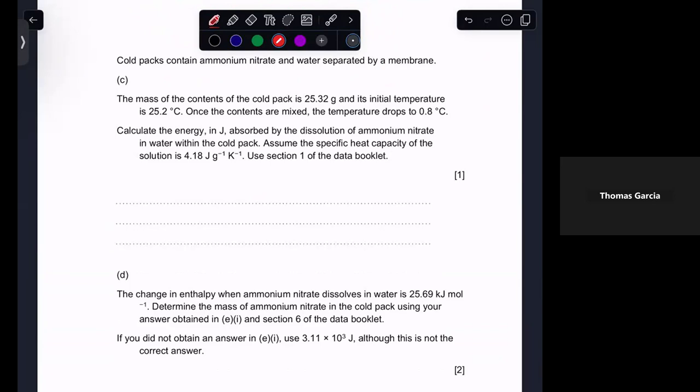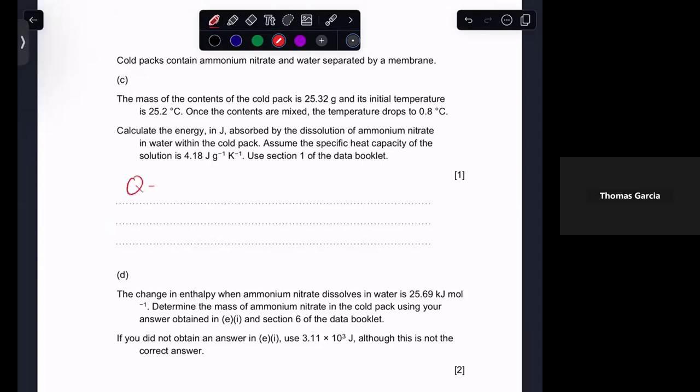Cold packs containing ammonium nitrate and water are separated by a membrane. The mass of the contents of the cold pack is 25.32 grams. Its initial temperature is 25.2 degrees Celsius. Once the contents are mixed, the temperature drops to 0.08. Calculate the energy in joules absorbed by the dissolution of ammonium nitrate in water within the cold pack. Assume specific heat capacity is 4.18 joules per gram Kelvin, using section 1 of the data booklet.